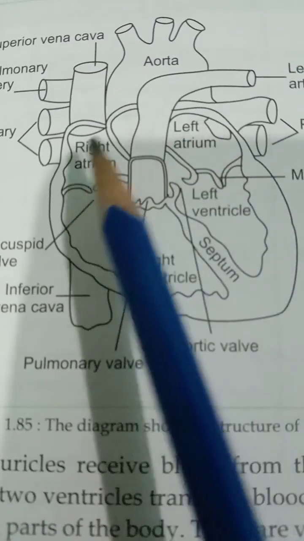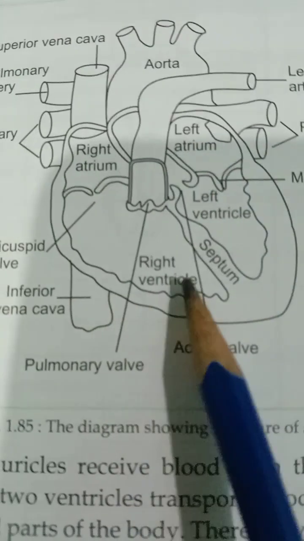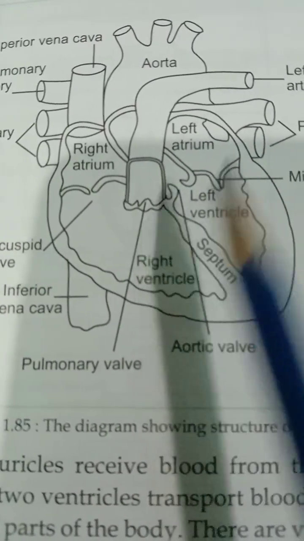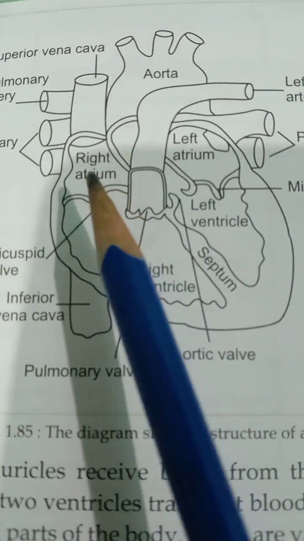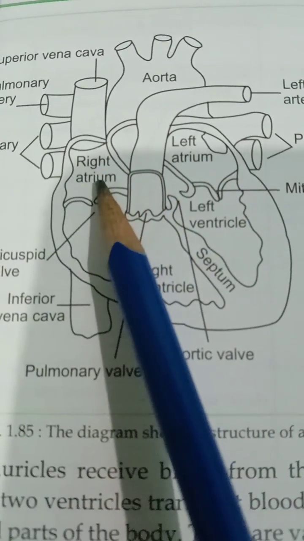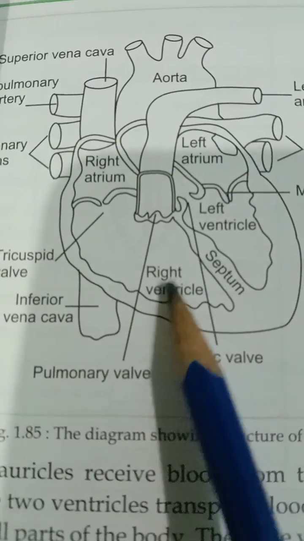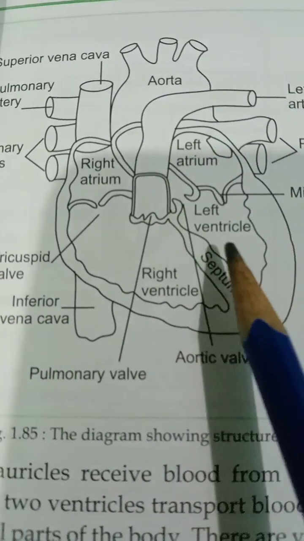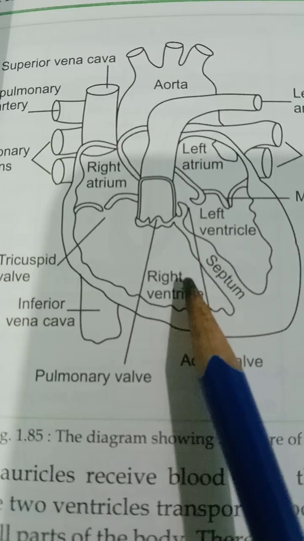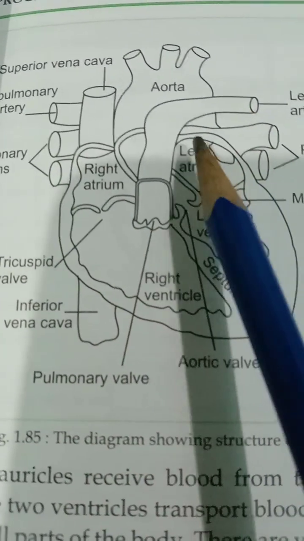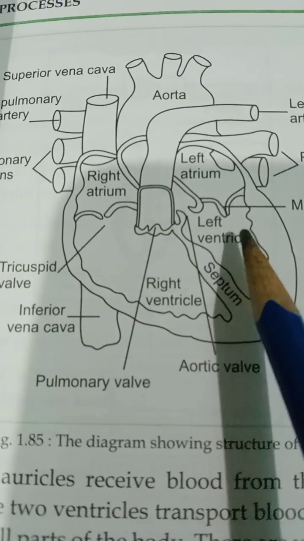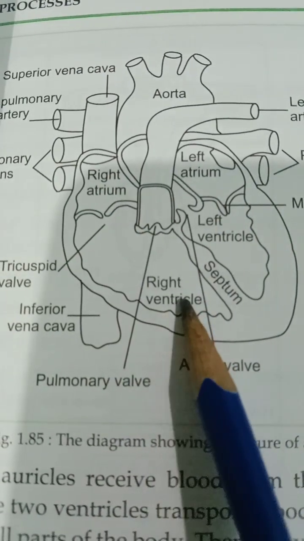The upper chamber is called the atrium and the lower chamber is called the ventricle. Upper atrium, lower ventricle. This is the right atrium, right ventricle. Left atrium, left ventricle. So there are 4 chambers. These are the left side and right side. Left atrium, left ventricle. Right atrium, right ventricle.